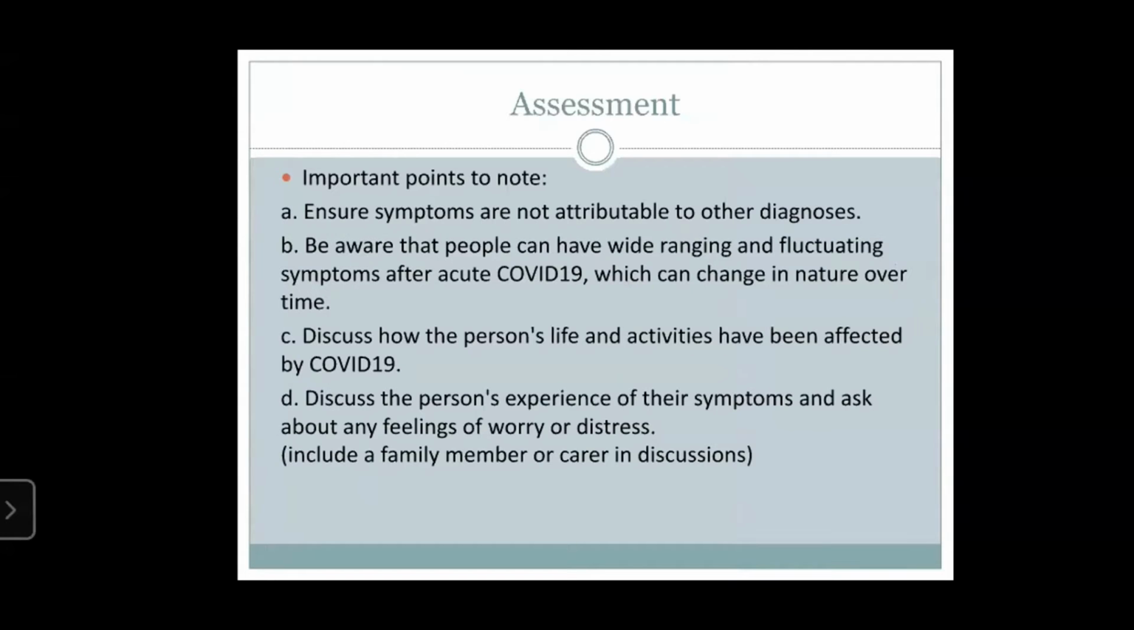And then while investigating, now we move to the assessment. While investigating the post-COVID-19 syndrome, please ensure symptoms are not attributable to other diagnoses. That's the first one. And please be aware that people can have wide-ranging and fluctuating symptoms after acute COVID-19 and can change in nature over time. And we may discuss also how the person's life and activities have been affected by COVID-19, and also discuss the person's experience of their symptoms and ask about any feeling of worry or distress. And in this discussion, we may include the family member or carer, okay, to have a better assessment.